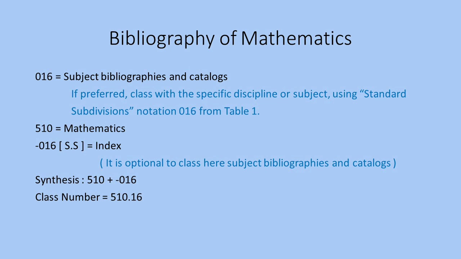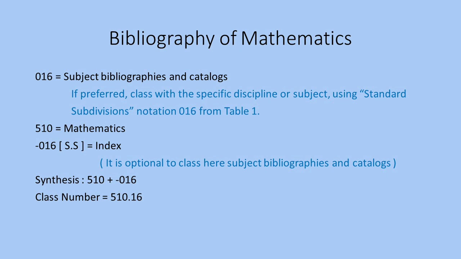So, the meaning of this notation is that you can classify the specific kind of bibliography by using the main class of subject at first. After that you can add the standard subdivision. From the standard subdivision, that means table 1, you can add the number for bibliography. In this way you can do it, if preferred, if needed. If you want to arrange the books according to subject, you can do it, if needed.